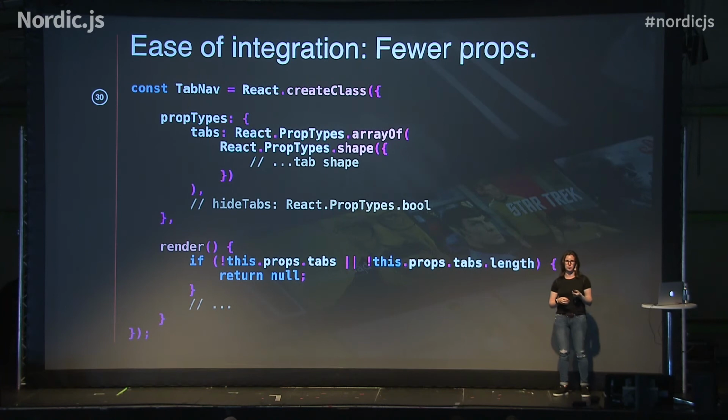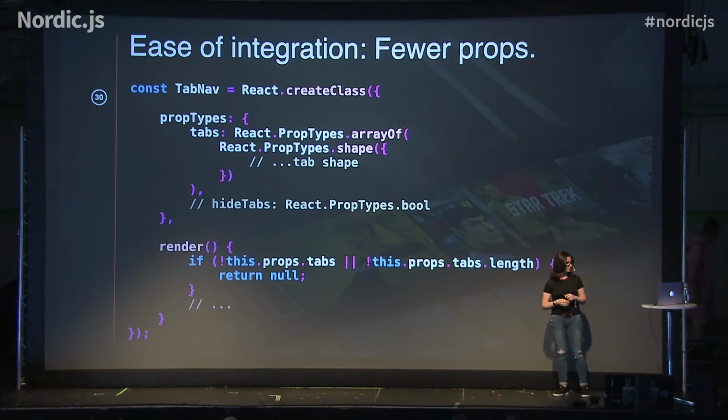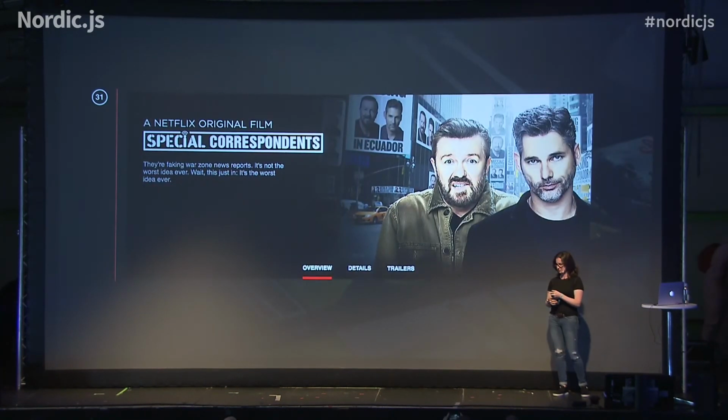Another way to have fewer props is to decouple them. So back to our example. Here at the bottom, let's say we actually don't want any tabs to show up at all. We just want this to be some sort of display card. We just want the title, the cover image, and the overview text.